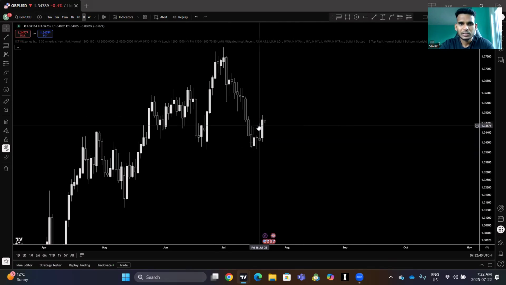So the mistake is it's not a valid draw on liquidity. The valid draw on liquidity is supposed to be this. This is the liquidity which aligns with this fair value gap. So the market is aggressively starting to buy to the upside. So we can expect the market to reach this high.